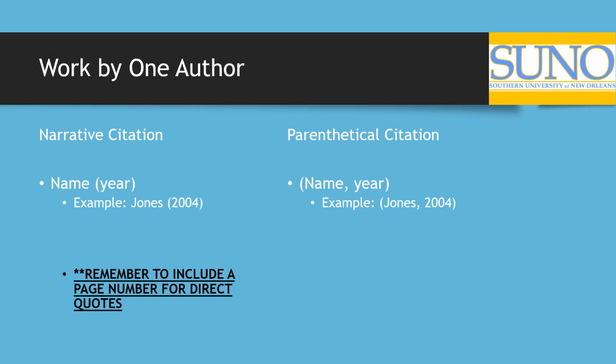Now we are getting into how to cite sources depending on the number of authors the source has. If the source has one author, cite using the author's last name and the year of publication. Remember, if you are directly quoting, a page number is required as well.